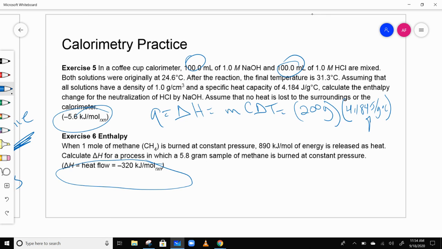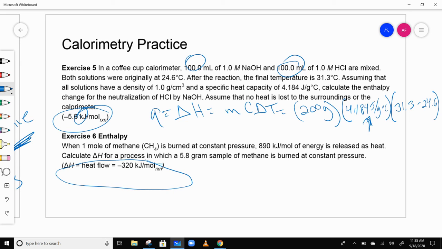Be careful, this is in joules, the answer is in kilojoules, so whatever answer you get here, you have to divide by 1,000. It's times the change in temperature, so it's always final minus initial, so 31.3 minus 24.6. That's how you set it up.